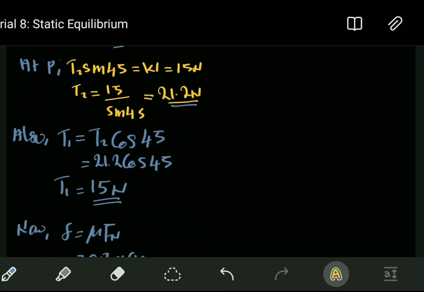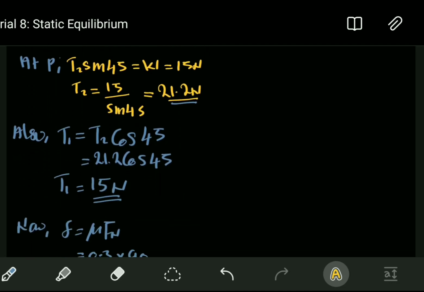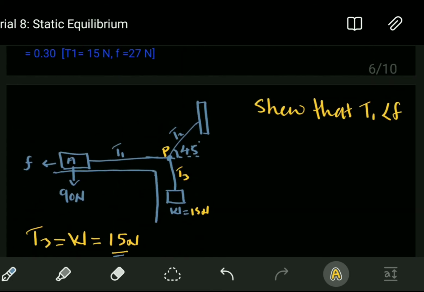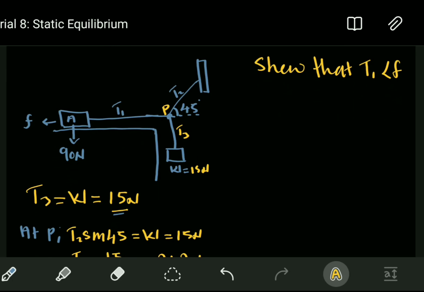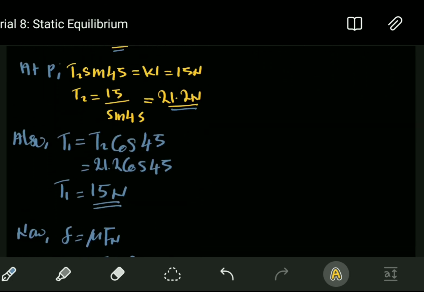Also take note that from our diagram here, we have T1 acting towards the right, and our friction is acting towards the left. So from that junction, T1 equals T2 cos 45, meaning the horizontal component of T2 is equal to T1. Therefore, we have T1 equals 21.2 cos 45, giving a value of T1 equals 15 newtons.